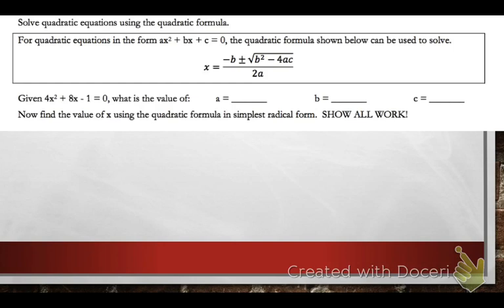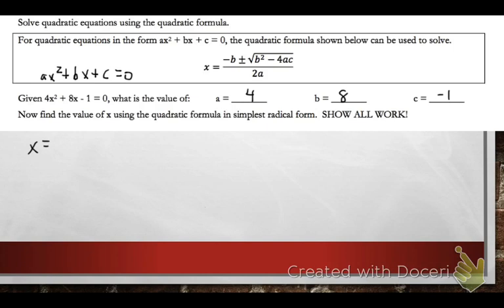So you think about the standard form of a quadratic, which is, I'll write it for you and you can write it down, ax squared plus bx plus c. So our a value is 4, our b value is positive 8, and our c value is negative 1. So pick out those values and then plug them into the formula.